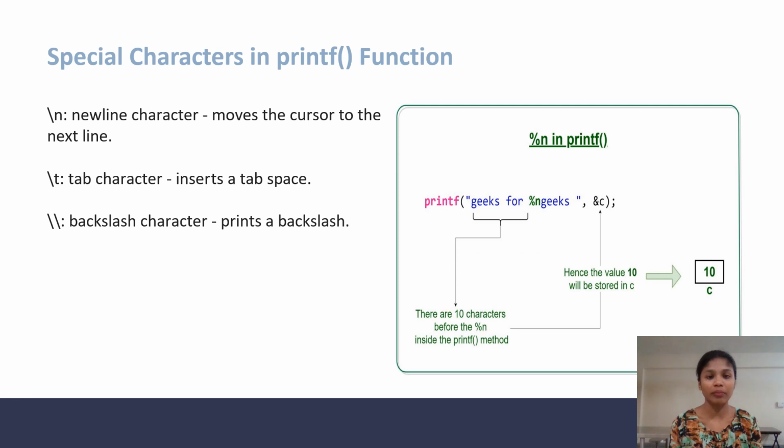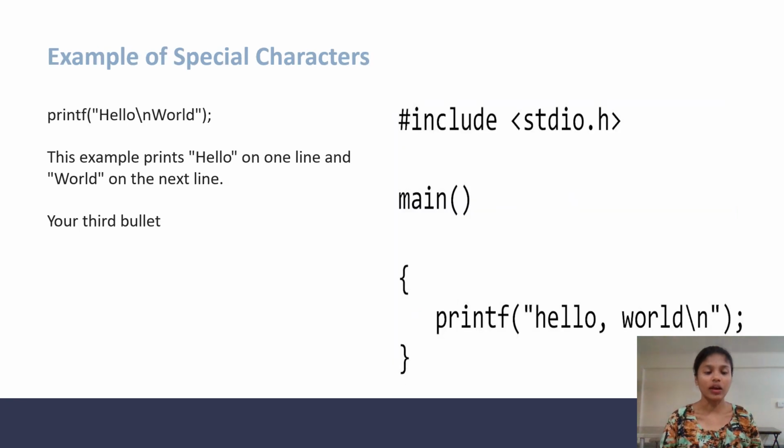Special characters in the printf function. The newline character moves the cursor to the next line. The tab character inserts a tab space. The backslash character prints a backslash. Example of the special characters: printf hello world. This example prints hello on one line and world on the next line.